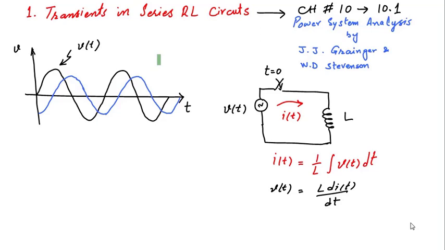Look at the equation of current. Current is 1 by L integration of voltage applied across the inductor. So integration of any function means the area under the curve. So it means very easily we can draw this waveform by considering the area under the curve of voltage waveform, which is this black one.